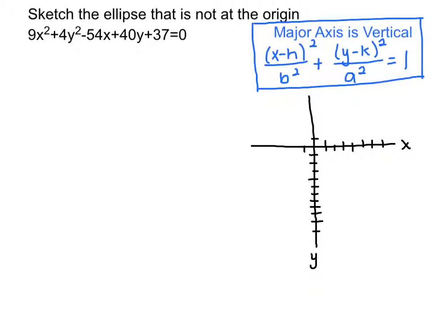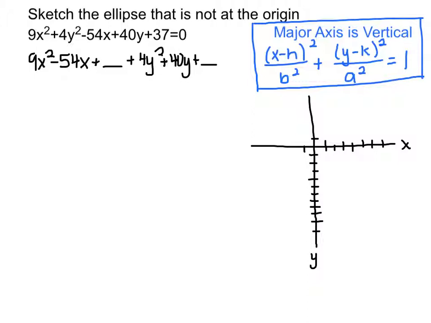What I'm going to do is group my x terms together. So I'm going to group the 9x squared, the minus 54x, and we're going to complete the square, and I'll show you what that means in just a second. So I'm going to put plus a blank something. I'm going to do the same thing with the y. So I'm going to add 4y squared plus 40y plus another blank something.